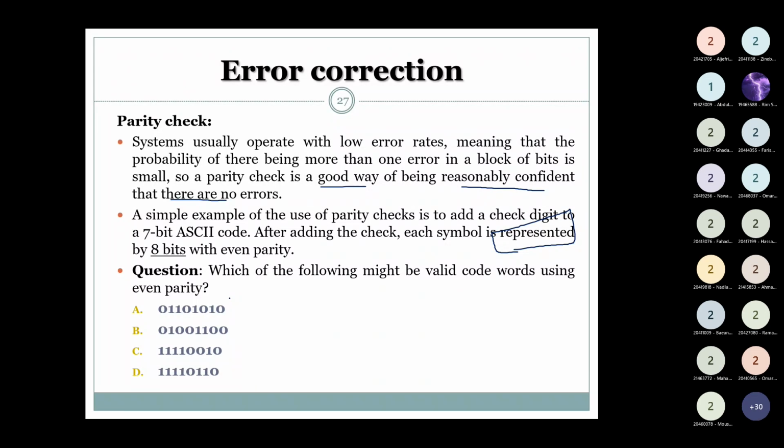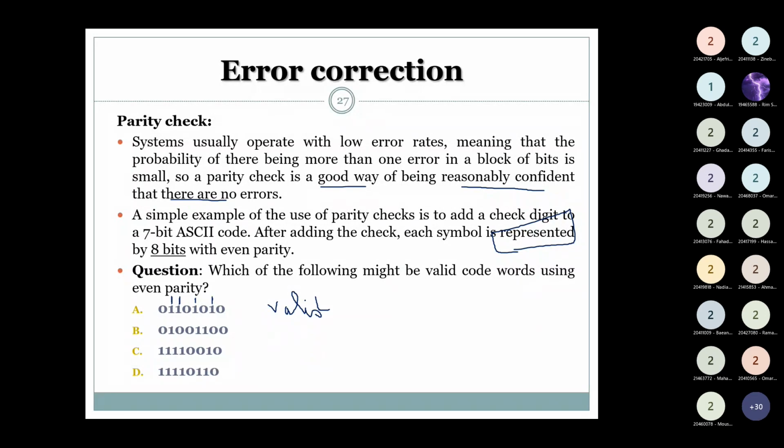You need to count the number of ones. How many ones do you have in A? We have 1, 2, 3, and 4. Four ones. Four is an even number, so it is valid. Valid. Why? Because I have an even number of ones.